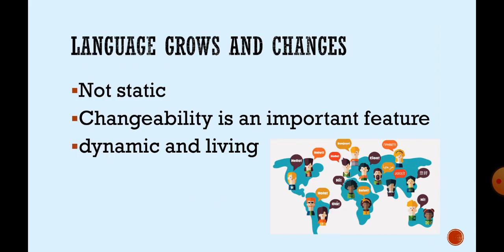Language grows and changes. Language is not static. Changeability is a major property of language. It is dynamic and living as it is dependent upon cultural change. For example, the Old English period was a period of full inflections, whereas Middle English was a period of leveled inflections, and Modern English is one of lost inflections.